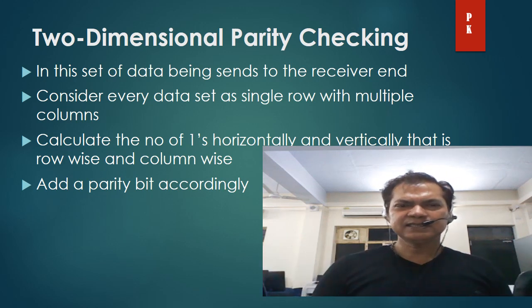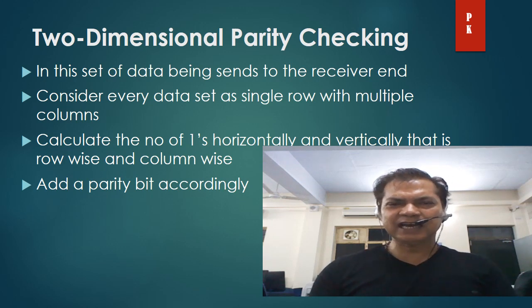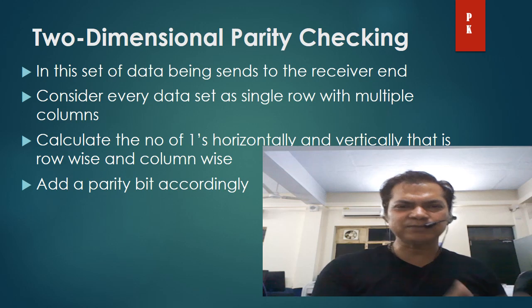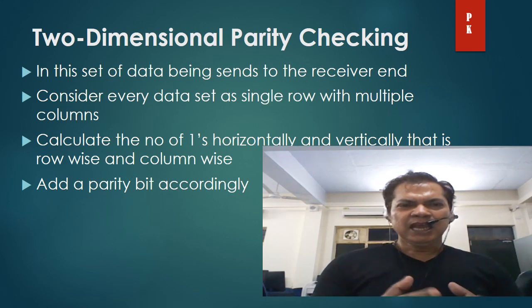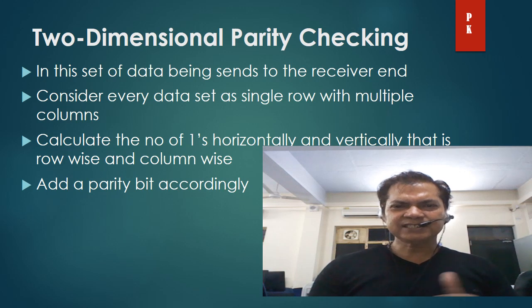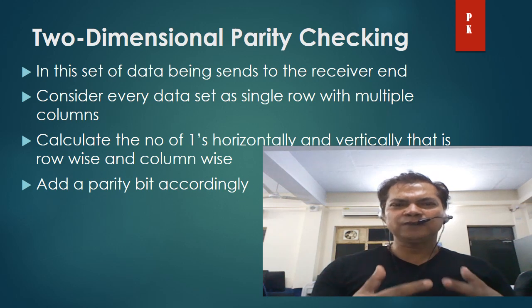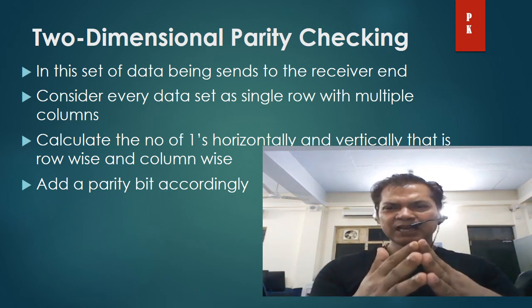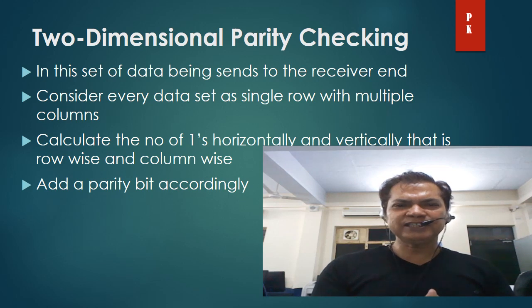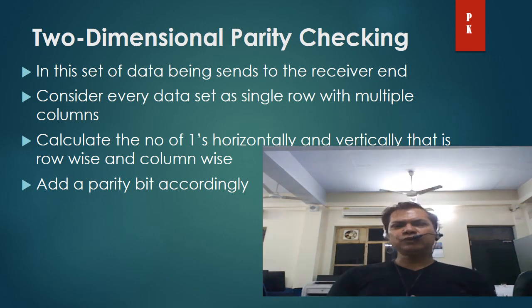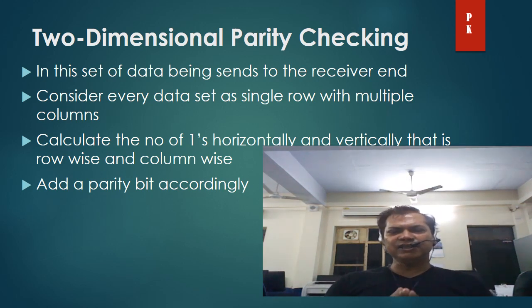Now in this, sets of data are sent from the sender to the receiver, and every data set is a single row with multiple columns. We calculate the number of ones horizontally, and we also calculate the number of ones vertically. It means you have to count how many ones there are in the rows, all rows, and how many ones there are in the columns, all columns you have to check.